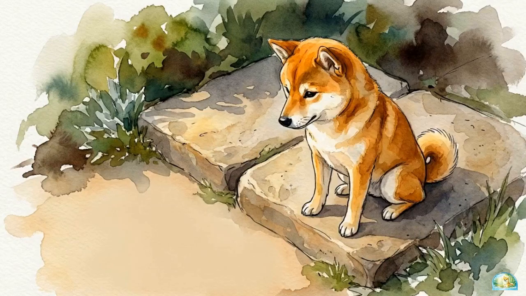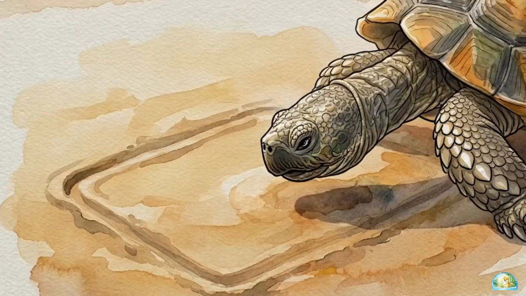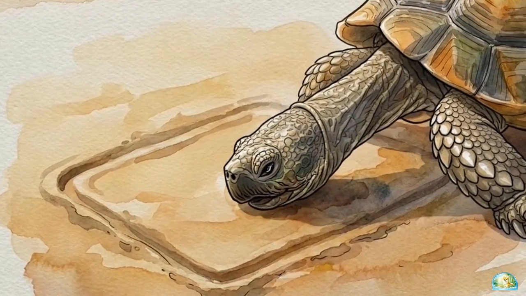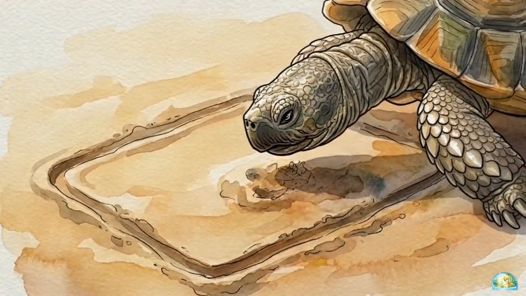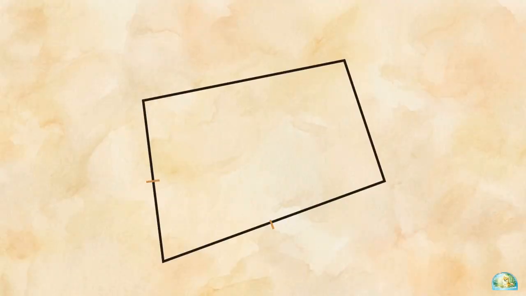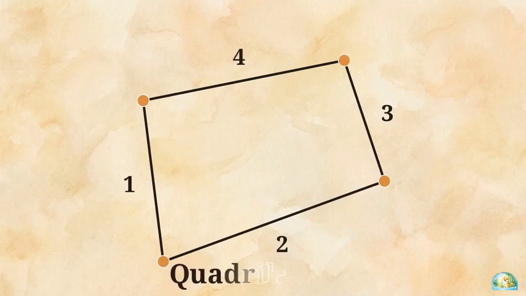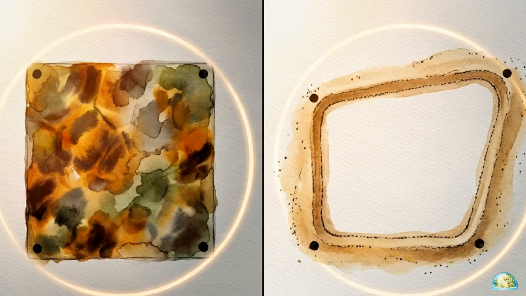Does a shape need perfectly square corners or equal sides to join the quadrilateral family? To test this, Juniper drags her front claw through the soft sand, creating a highly irregular, lopsided outline. Its sides are all different lengths, excluding it from being a rhombus or square. It also lacks square corners, so it cannot be a rectangle. But counting its edges, 1, 2, 3, 4, proves it has 4 straight sides. It is a quadrilateral.